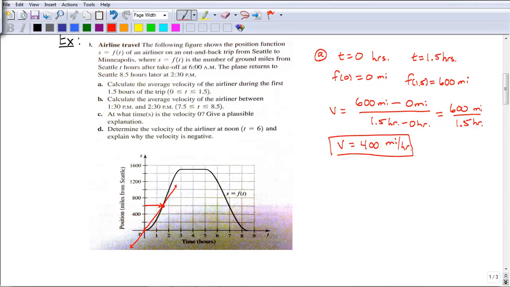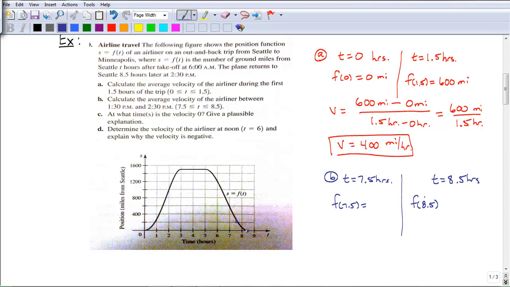To do part B, we have 2 different points to look at. In part B, it's between 1:30 and 2:30. That's 7.5 to 8.5. So we have to look at 7.5 hours from Seattle, and we have to look at the position there. And we have to look at 8.5 hours out of Seattle, and we have to look at the position there. So we'll draw the points on. Here's 7.5 hours. Right about here, we'll say.